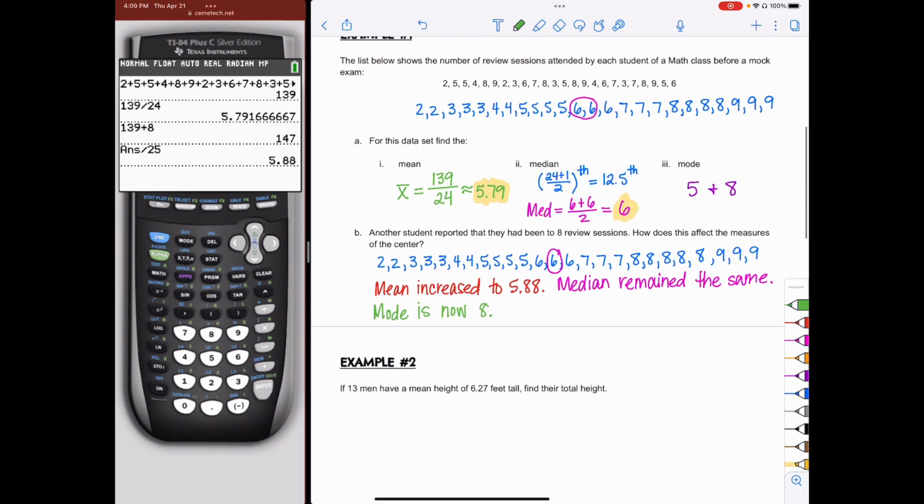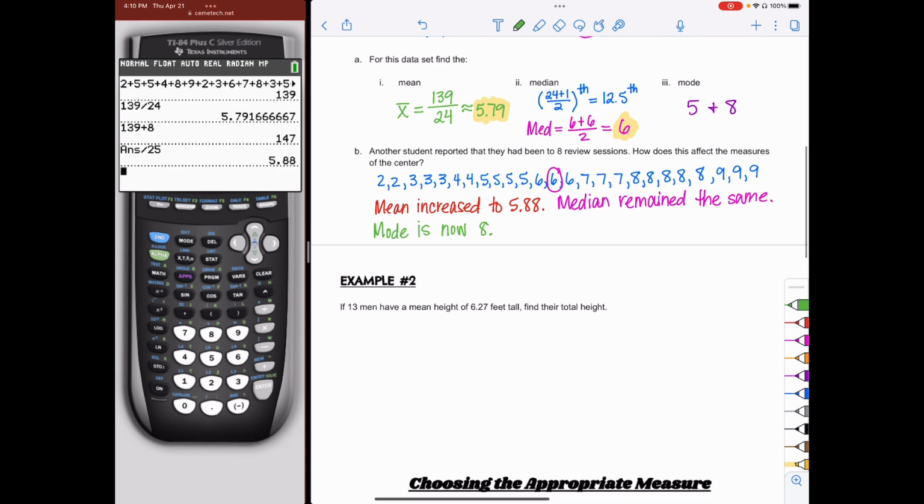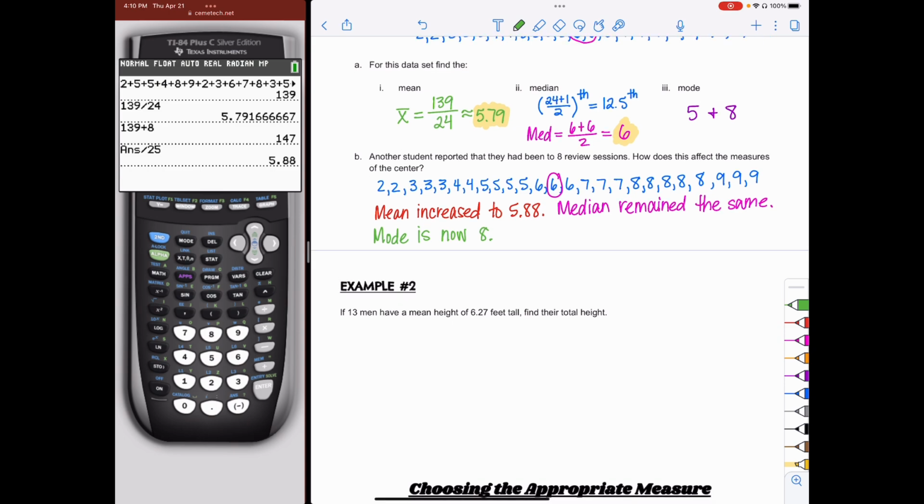Right? So now let's look at example 2. It says, if 13 men have a mean height of 6.27 feet tall, and we want to find their total height. So remember, we understand what mean is. Remember, mean is equal to your sum divided by how many numbers you have. So if my mean is 6.27 feet tall, I know that 6.27 is equal to my sum divided by the 13 men.